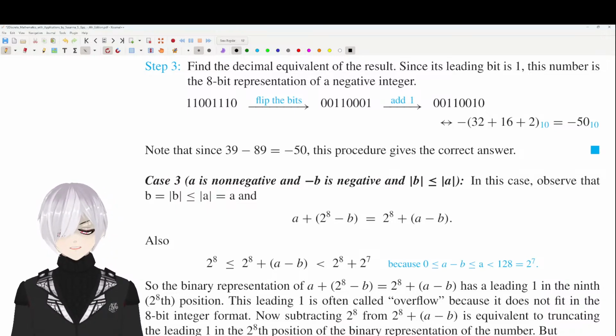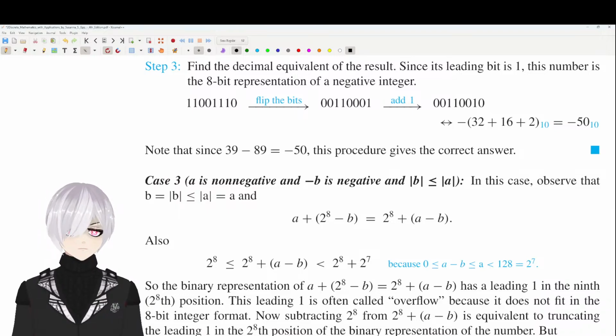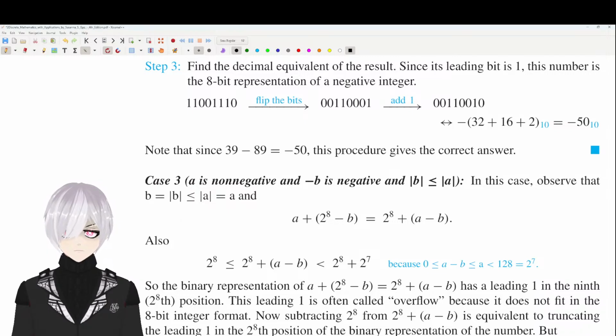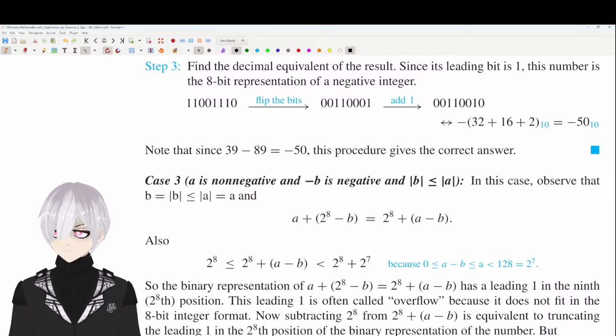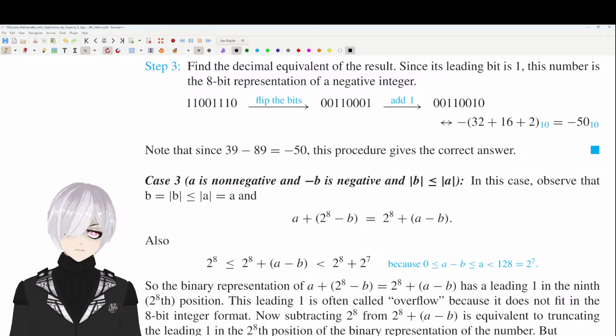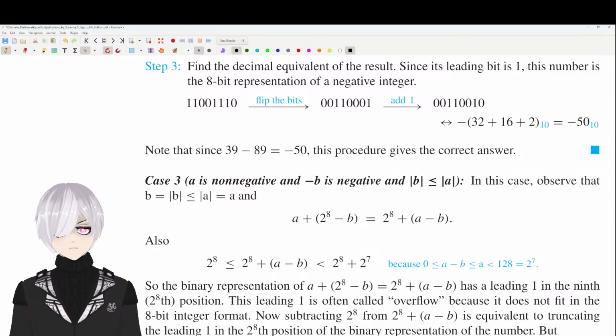Okay, now the absolute value of B is less than or equal to the absolute value of A. So it's going to be a positive number, or zero. The absolute value of B is a positive number, and that's less than or equal to the absolute value of A. So that means the absolute value of A must also be positive.